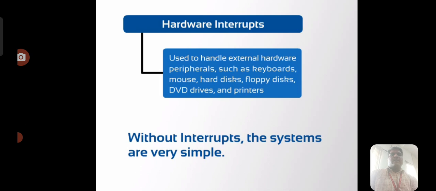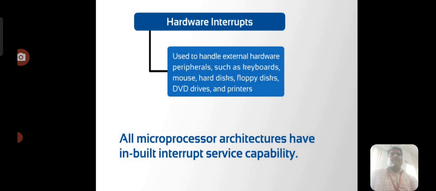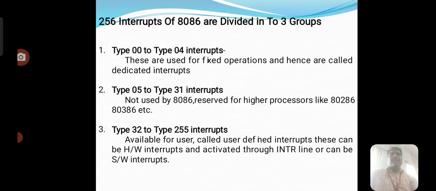Without interrupts, the system would be very simple. Whenever an interrupt comes, the CPU stops the current execution of the program and gives the routine to the already running program. All microprocessor architectures have inbuilt interrupt service capability.